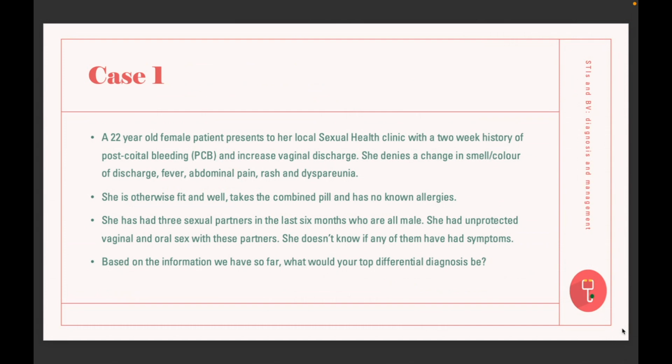So case 1 is a 22-year-old female patient presents to her local sexual health clinic with a 2-week history of postcoital bleeding and increased vaginal discharge. She denies a change in smell or colour of her discharge, fever, abdominal pain, rash and dyspareunia, which just means pain during sex. She's otherwise fit and well. She takes the combined pill and she's got no known allergies. She's had 3 sexual partners in the last 6 months who are all male. She had unprotected vaginal and oral sex with all of these partners, and she doesn't know if any of them have had symptoms. Based on the information that we've got so far, if you just pop in the chat what your top differential diagnosis might be for this patient. I'll give you about 20 or 30 seconds.